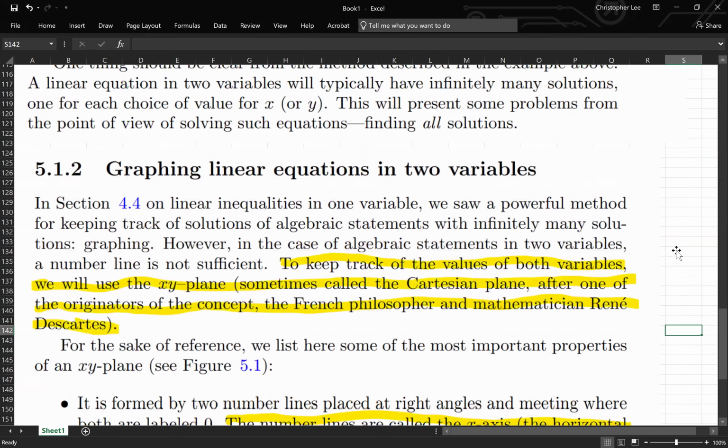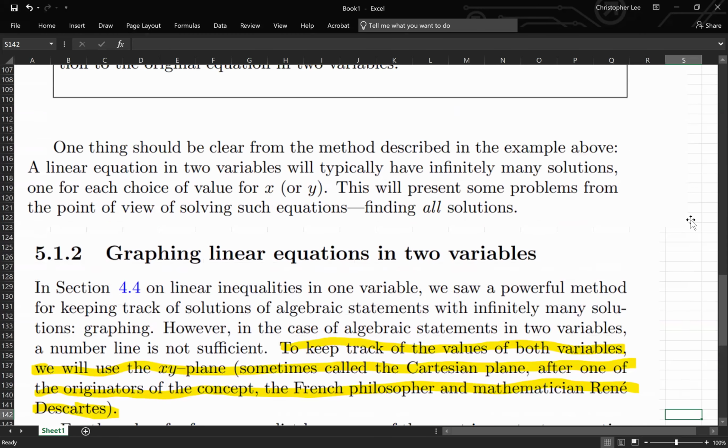So graphing linear equations in two variables, right? In the past section on linear inequalities in one variable, we saw a powerful method for keeping track of solutions of algebraic statements with infinitely many solutions: graphing. Remember when we had that number line? We were saying like, oh, x is greater than 3, less than 5, whatever. So the same idea, but now we're gonna do it for two variables. So we're gonna have a whole Cartesian plane, right? It's gonna be a little bit different.